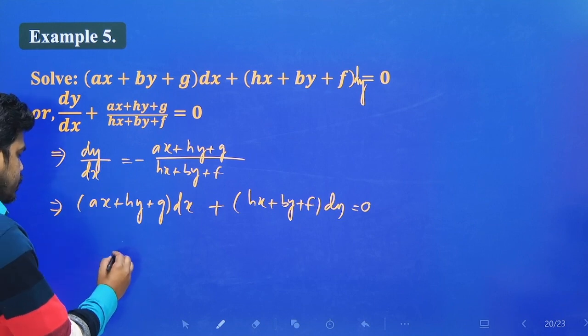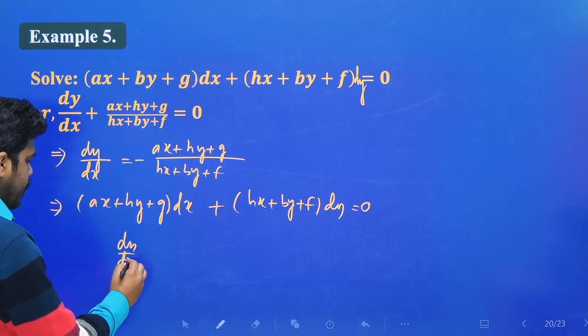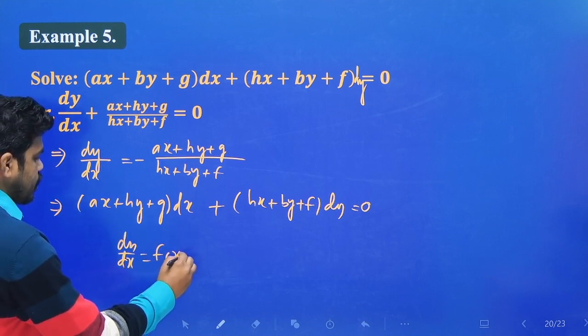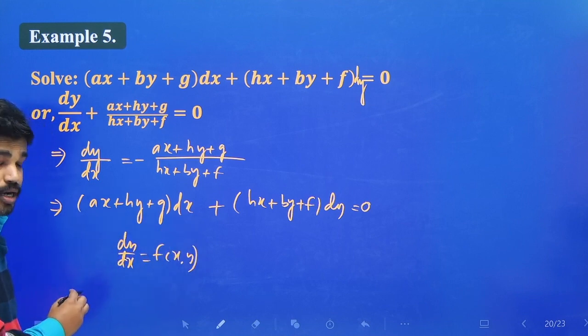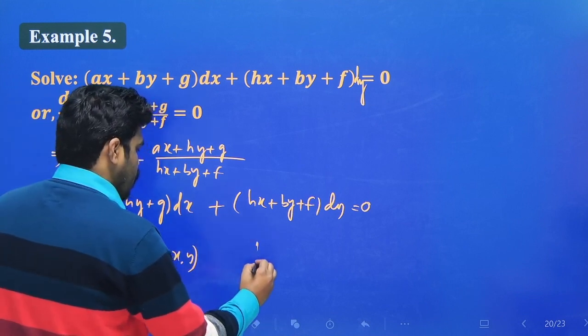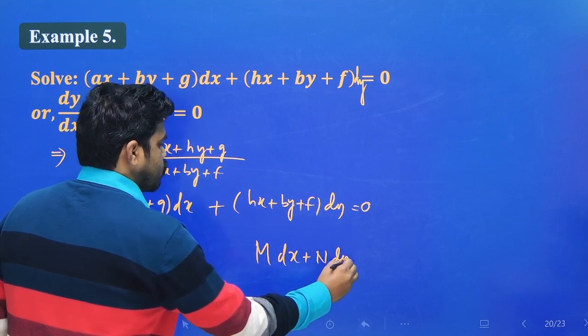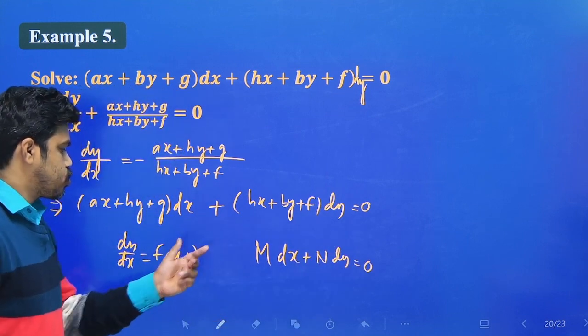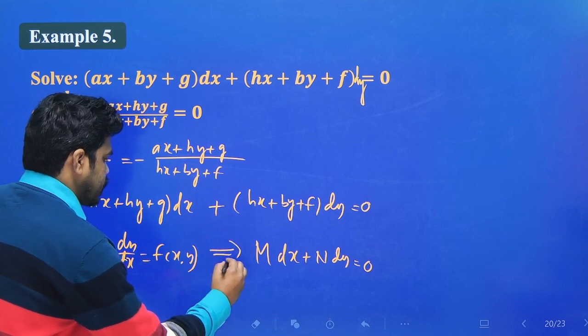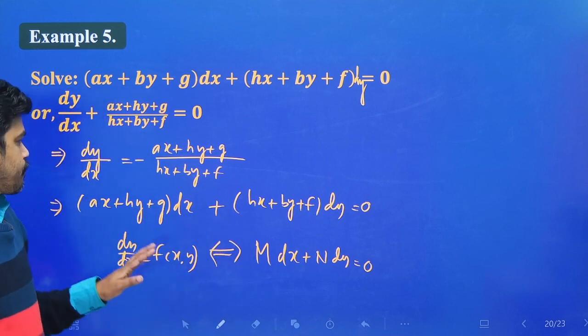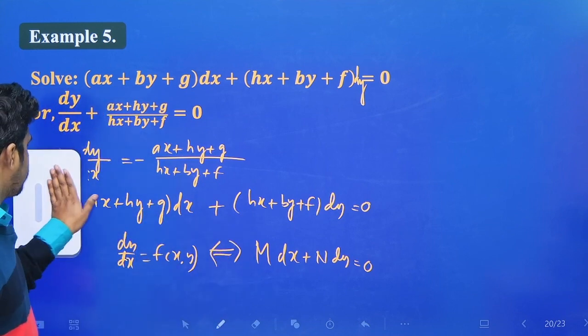I said dy/dx = f(x, y). This is the standard form of a first order and first degree differential equation. This can also be written in the form M dx + N dy = 0. So these two forms are equivalent. Getting my point? Okay.